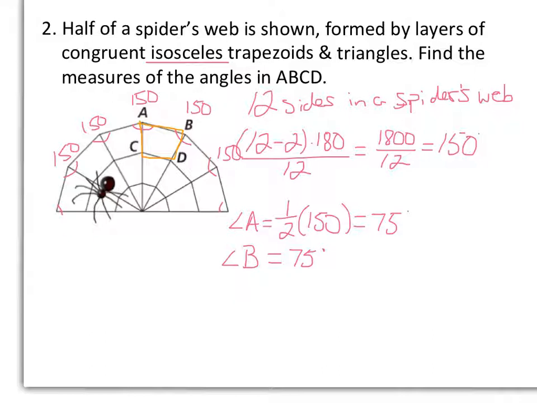So to find angle C, I can take 180 minus 75 because angle A and angle C are supplementary. And I get 105 degrees. And angle C and angle D are congruent because they're the base angles in my isosceles trapezoid. So angle D is also 105 degrees.